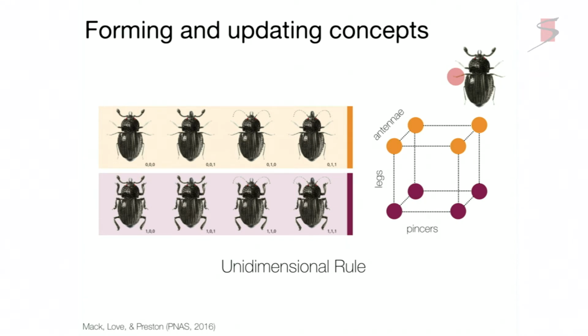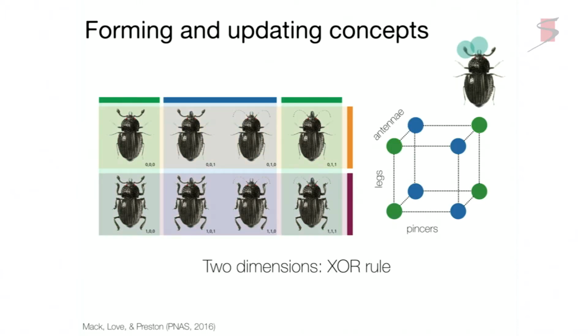Our participants also learned to categorize these bugs with a more complicated rule, the XOR rule, which is a conjunction of 2 features, the antenna and the pincers. So if you have fat antenna and this scoopy pincer, you're in the same category as the scissors pincer and the thin antenna. And again, the category structure here is represented in this kind of space.